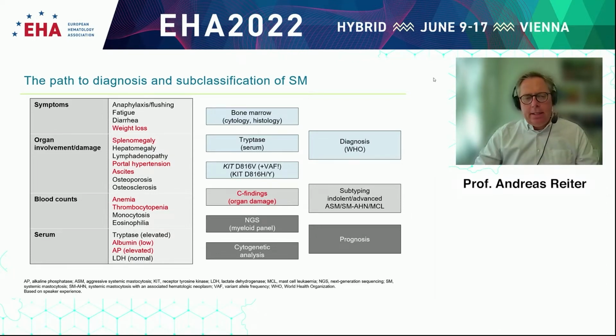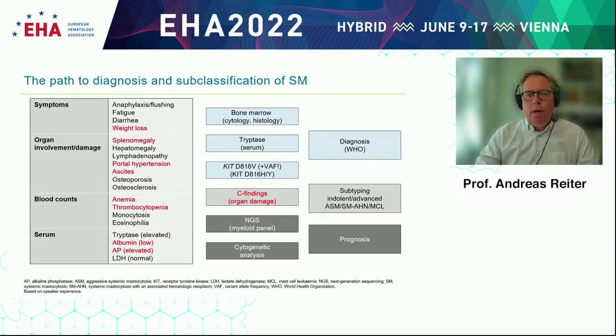And in the peripheral blood, it's all very similar to, let me say, CLL or myeloma. If patients have severe mast cell infiltration of the bone marrow, they obviously also suffer from cytopenias like anemia and thrombocytopenia. And also, due to organ damage, we see hypoalbuminemia or elevated alkaline phosphatase because of infiltration of the liver. And we have a very nice marker in the serum, which allows diagnosis, subclassification, and also monitoring of the disease, and that's the tryptase.